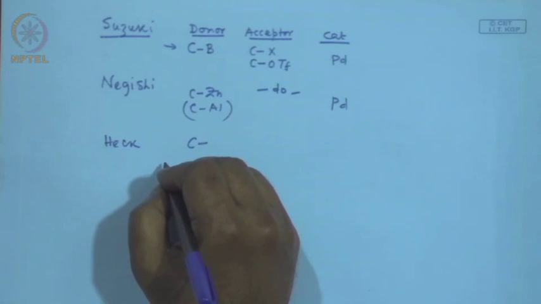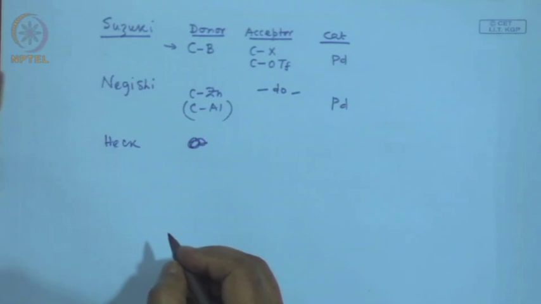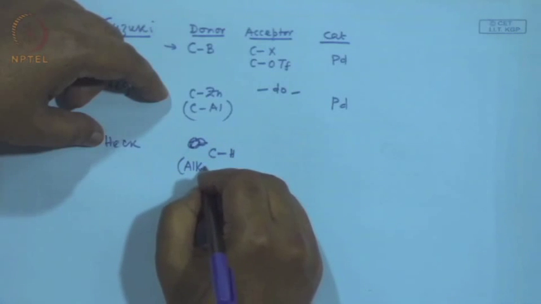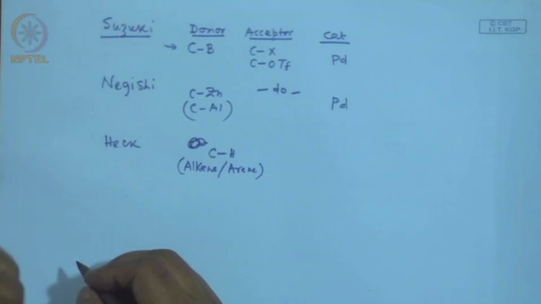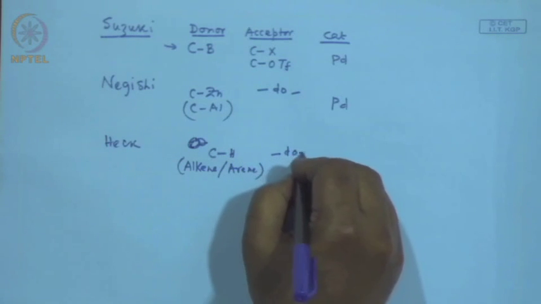What is the donor? The donor part means the substrate that would donate these alkyl groups or aryl groups. In the Heck reaction, it is the sp2 carbon-hydrogen of an alkene, or even arenes. Simple benzene would also do the reactions. And the acceptor, again, same thing.